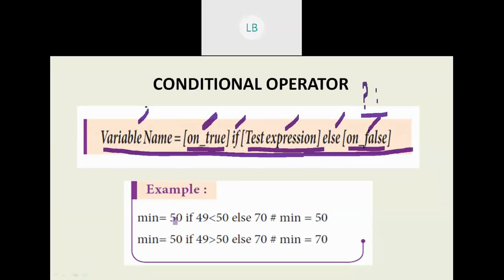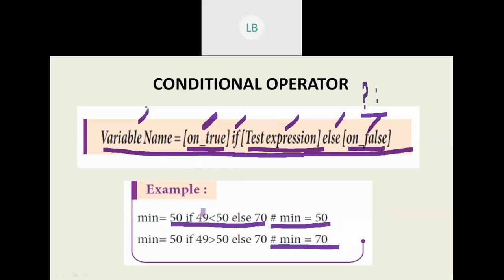You see this example. Whatever you have on the right hand side of the equal to sign, assignment operator, is called as expression. This expression will be evaluated and that value will be stored in this variable. So right hand side you have 50 if 49 less than 50, else 70. This is actually comment. After hash symbol, whatever you have will be treated as comment and that will not be executed. So this is your statement.